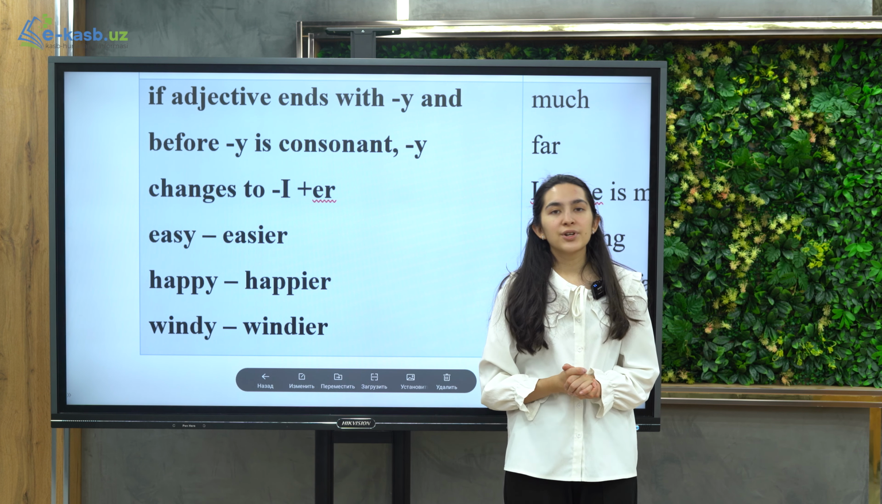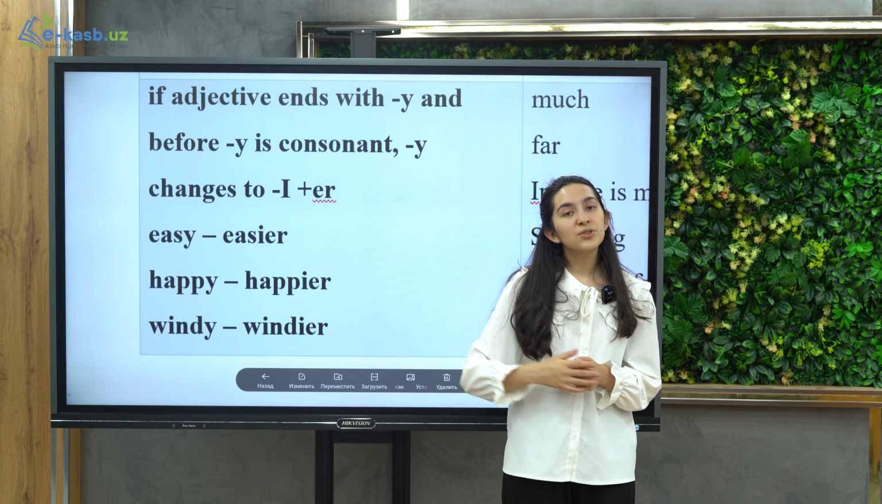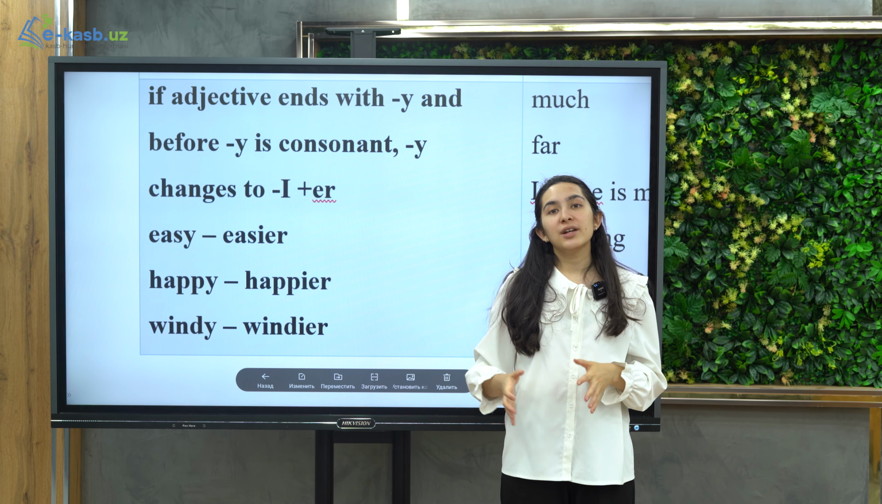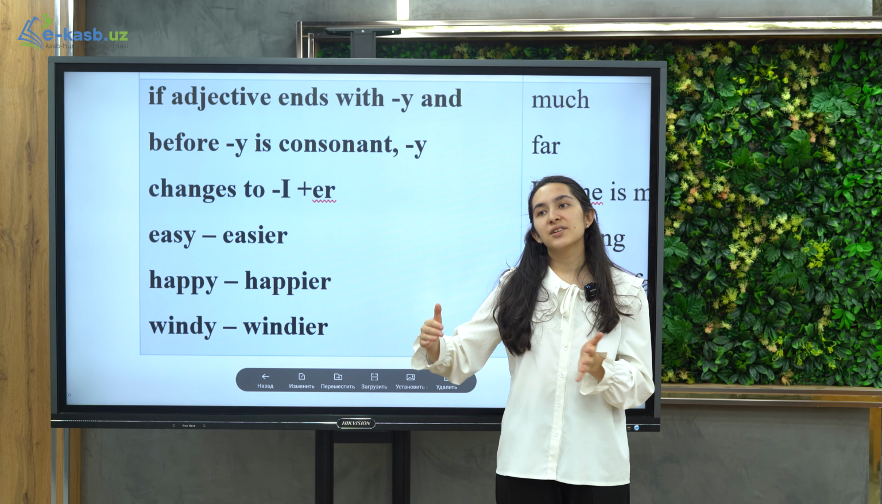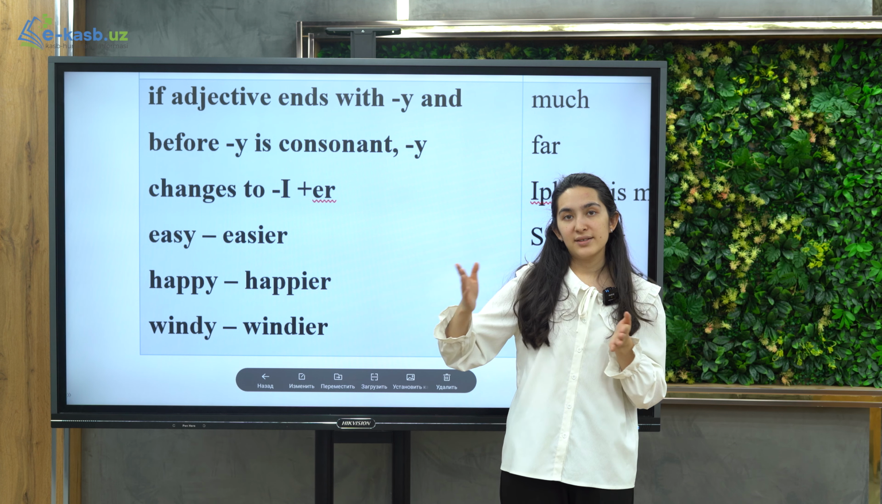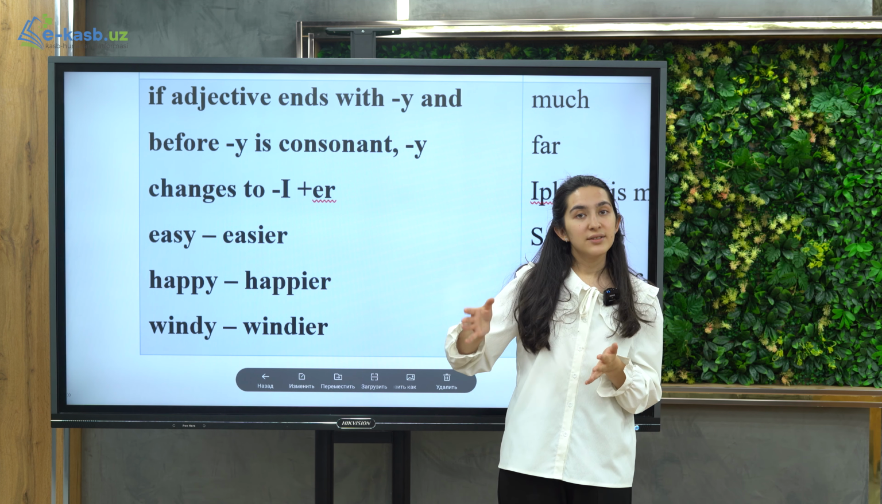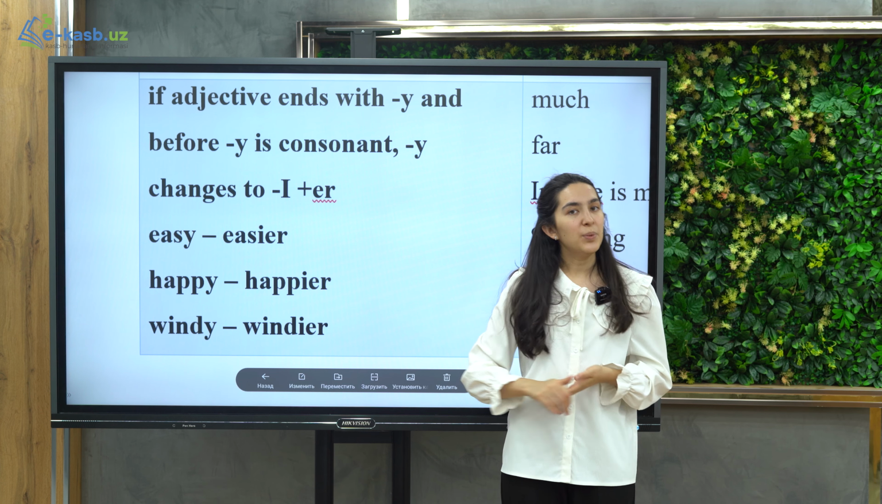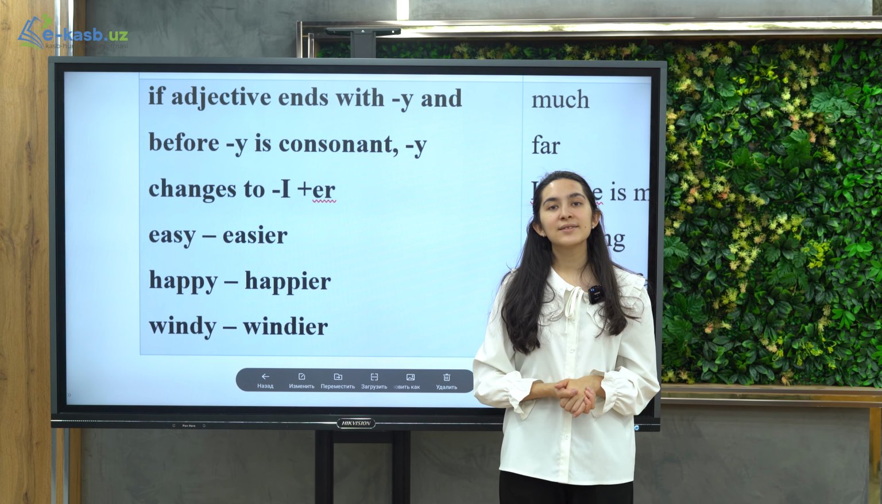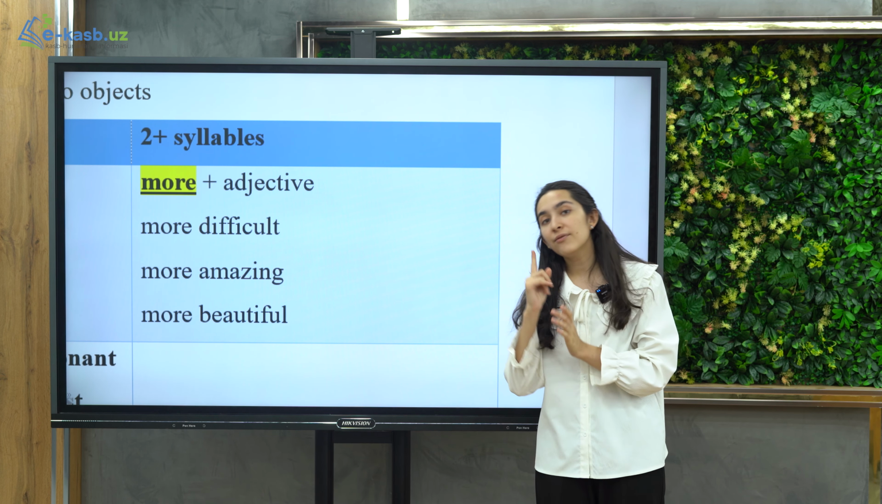In my sentence, for example, Lily is noisier than her brother. Or let's say, New York is busier than Tashkent, because they say that New York City never sleeps and people always work there. Can you tell your own sentences, please? Very good. So we talked about 1 syllable.